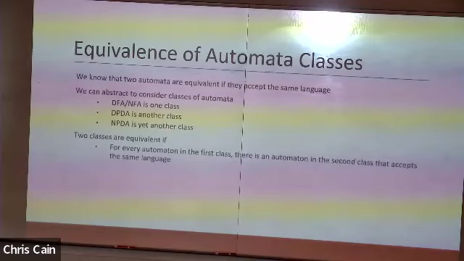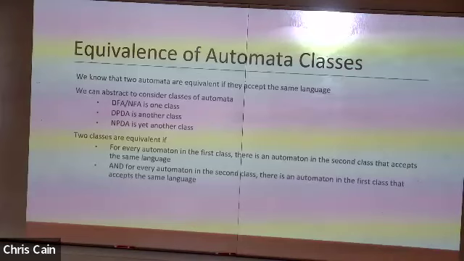We can abstractly think about this: if we consider every possible automaton that we could make within a particular class, so every possible DFA or every possible NFA, is there an automaton in the second class? So something like, is there a DPDA that would accept that language? If that's true, then the classes are equivalent.